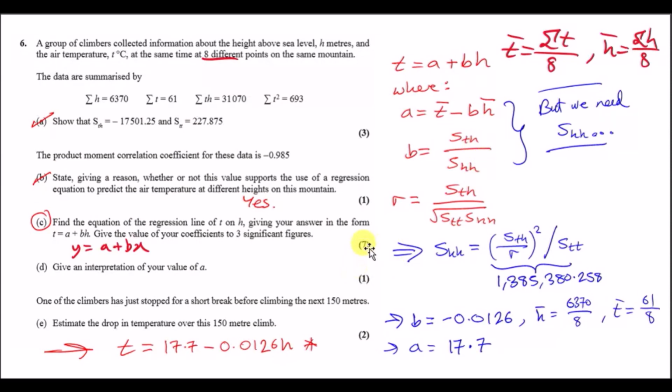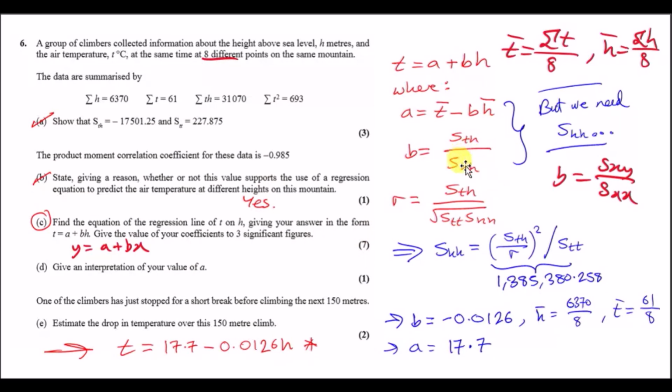This question is worth 7 marks, so it definitely can't be STT, or else you would have solved this question in literally like a minute or so. Secondly, the reason why it's SHH is because if you work with X and Y, b would always equal SXY over SXX. And in this case, looking at the equation, the Y variable is T and the X variable is H. Hence why it has to be SHH to make up the marks.